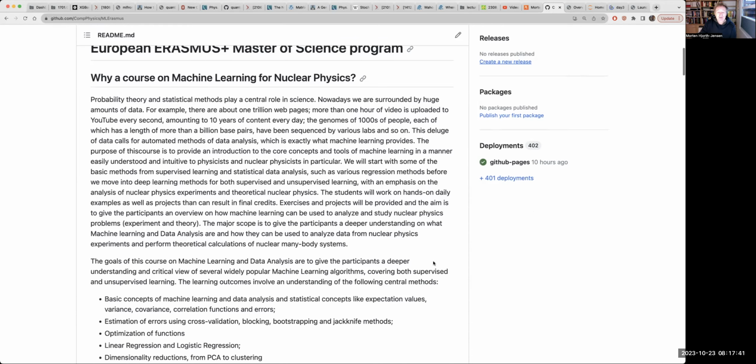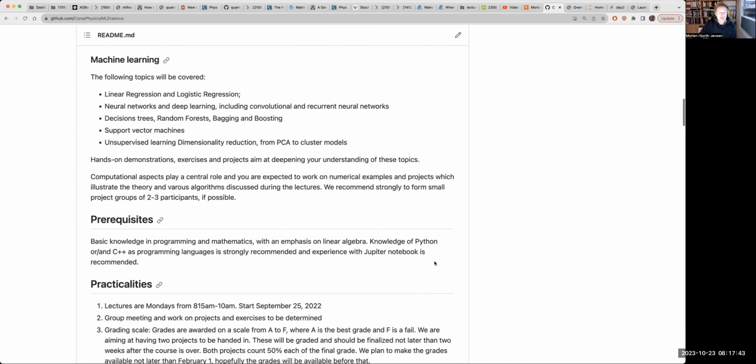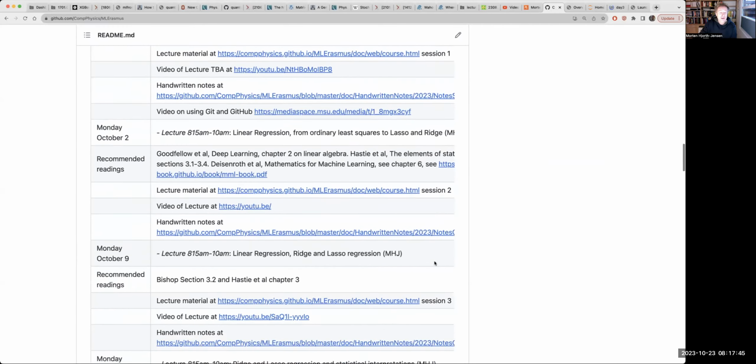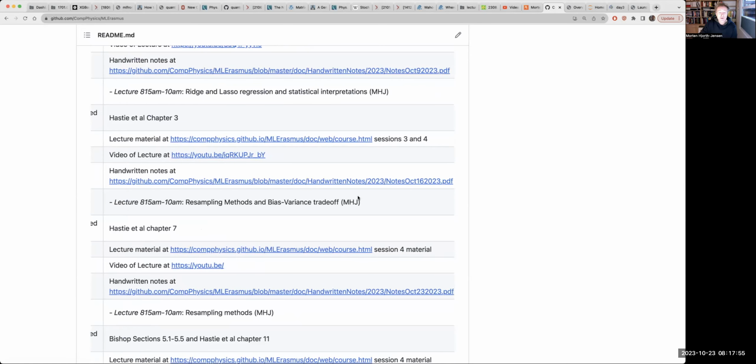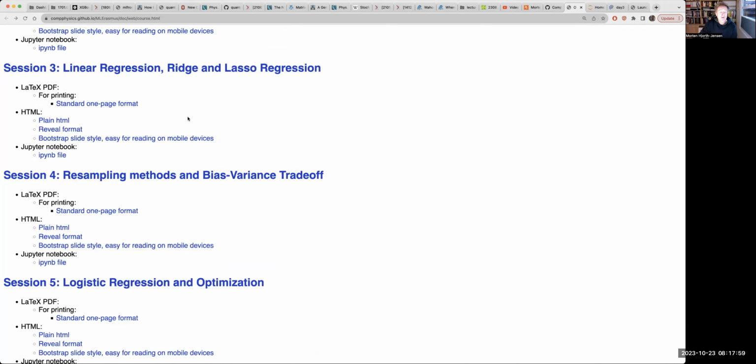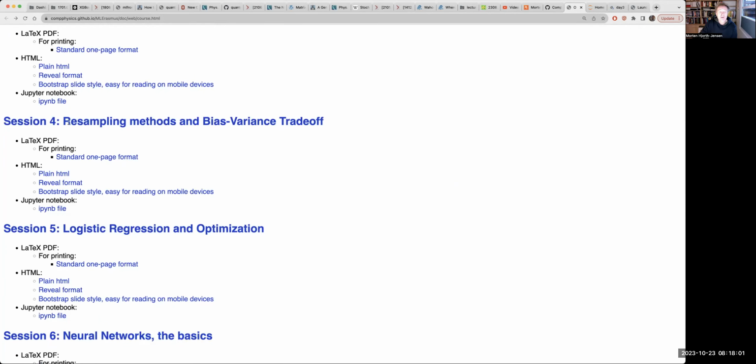So if we now look down at the topics which we have, the material which we presented last week, the slides for session 3 and session 4, these are the slides which we will continue with. You will find the slide material under this header, which is called Resampling Methods and Bias-Variance Trade-off.